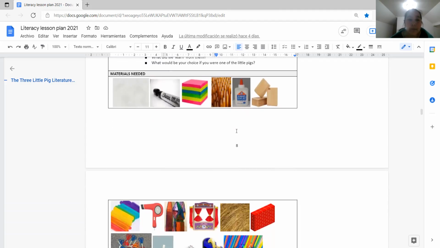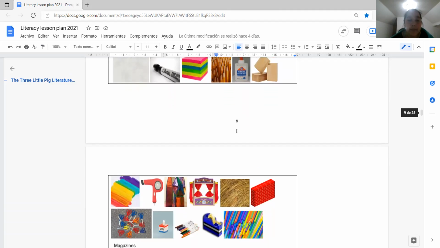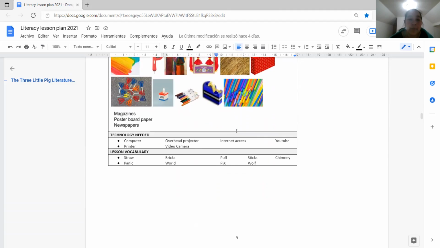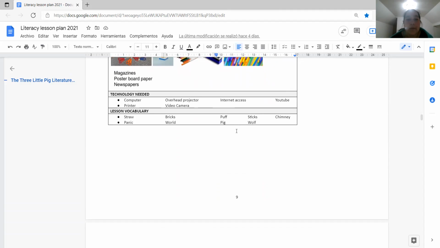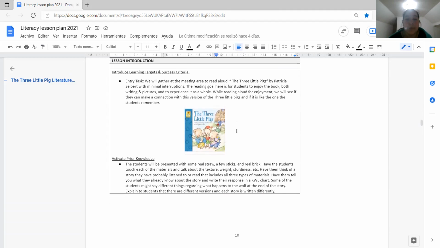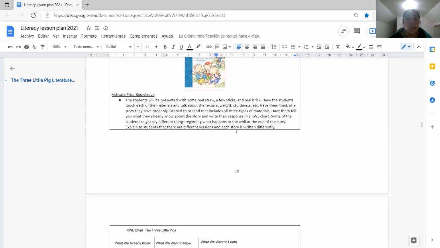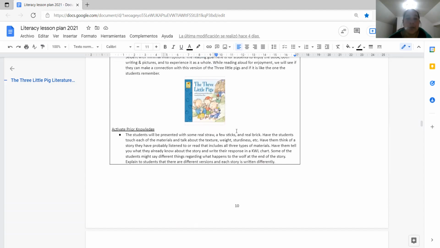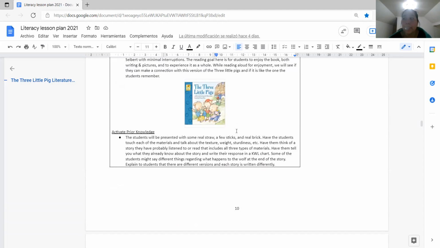These are some of the materials we're going to be using to make the 5 activities for the week: computer, printer, overhead projector, video camera, internet, and YouTube. We're going to be introducing the book and the vocabulary with real objects, by bringing real materials to the classroom. When I introduce the lesson, I will bring some straw, a few sticks, and real bricks for students to touch and feel and tell me whether it is hard, soft, or thick.